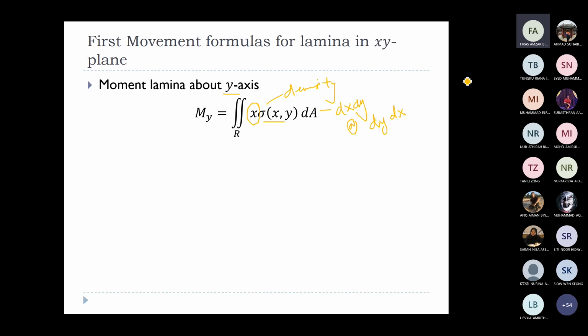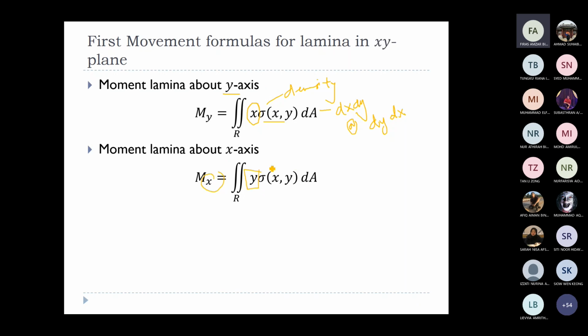So from here, we have the next one. The moment of the lamina about the x-axis, Mx, will be equal to y multiplied with the density. Okay. So we add the variable y over the region R. So in this case, we put y over here and then multiply with the density and then find the double integral of this function. Okay. So you have dx dy or dy dx.